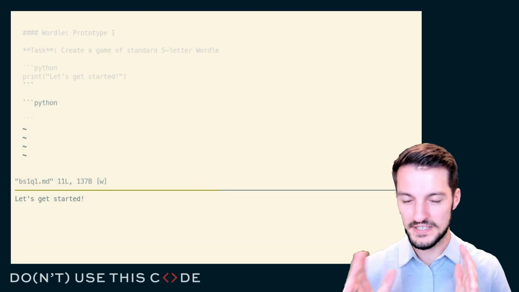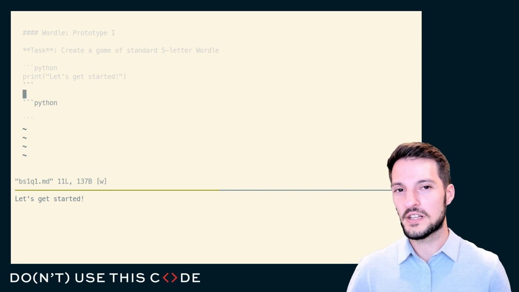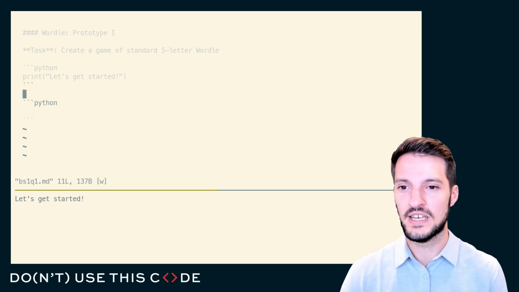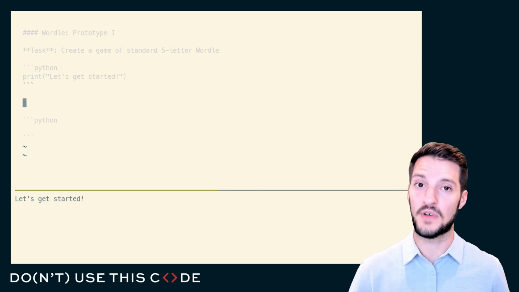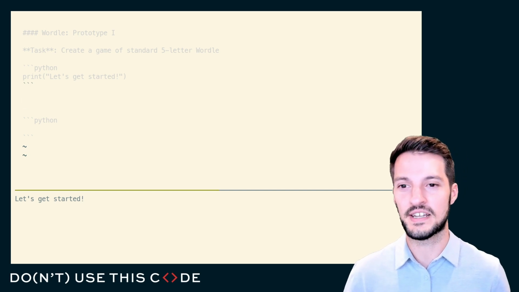Before I even start writing absolutely any code, I need to sit here and think about my problem just a little bit. While I can code quickly, there's no point in writing code if you really don't understand the problem you're working towards. And if I want to create a standard game of 5-letter Wordle, I need to think about all of the entities and all of the pieces that I need.